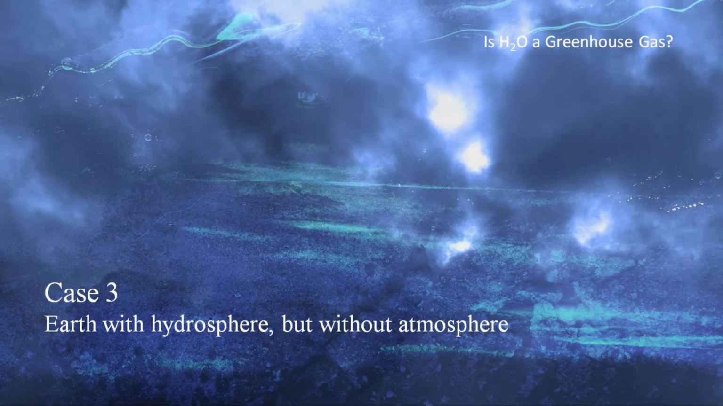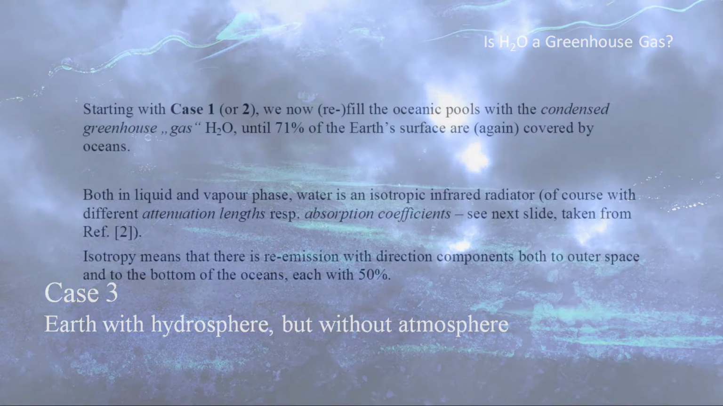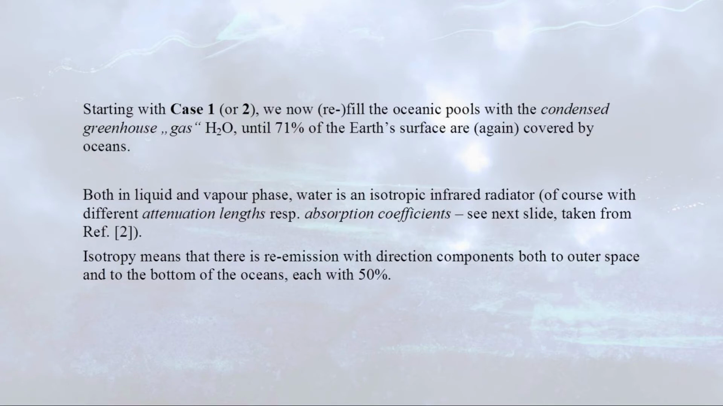Earth with hydrosphere but without atmosphere. Starting with case 1 or 2, we now fill or refill the oceanic pools with a condensed greenhouse gas, dihydrogen oxide, until 71% of the Earth's surface are again covered by oceans. Both in liquid and vapor phase, water is an isotropic infrared radiator, of course with different attenuation lengths, respectively absorption coefficients. See next slide. Isotropy means that there is re-emission with direction components both to outer space and to the bottom of the oceans, each with 50%.